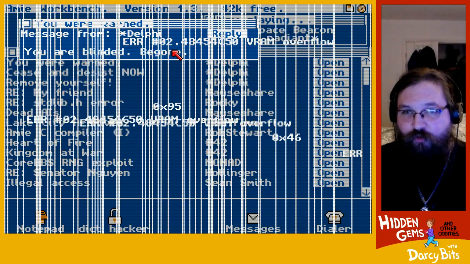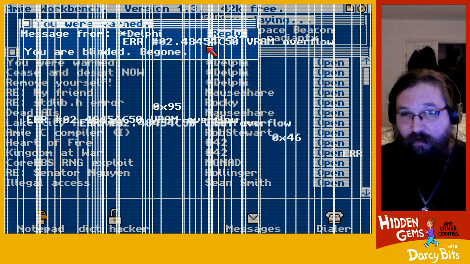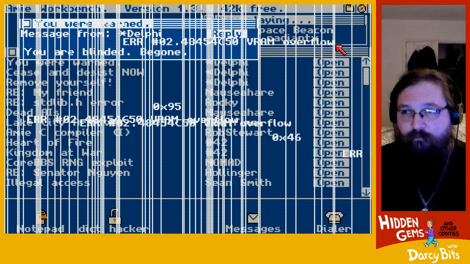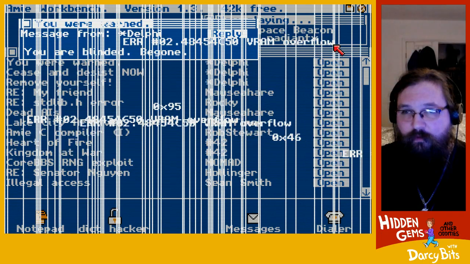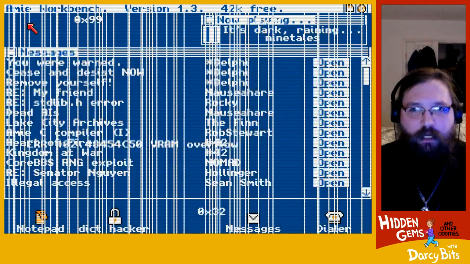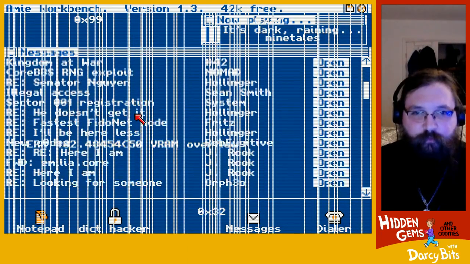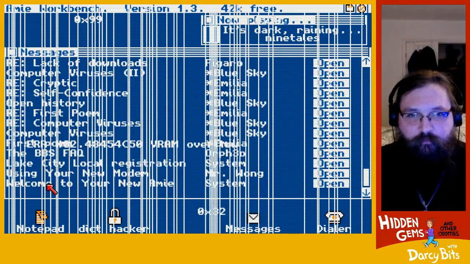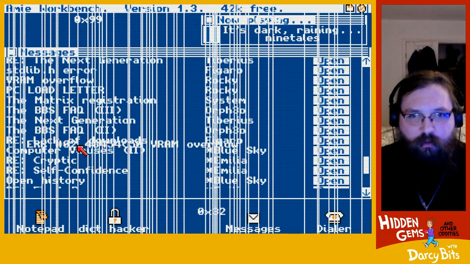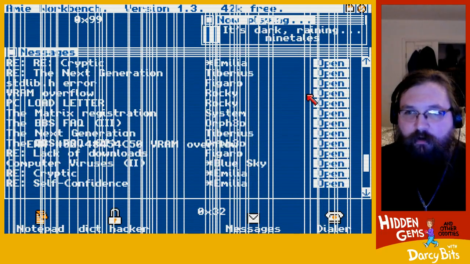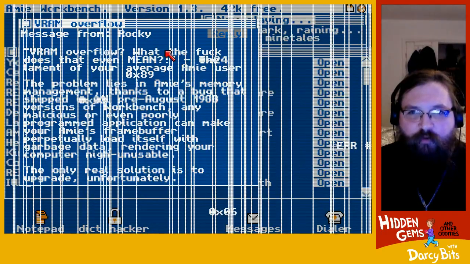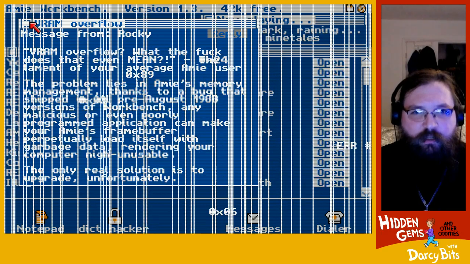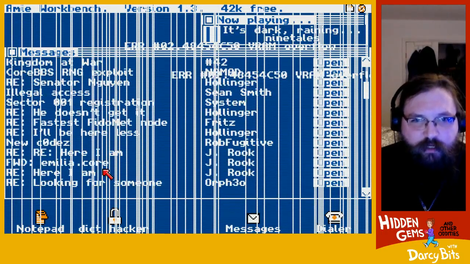Error number 24845 RAM overflow. So I know about RAM overflow. I downloaded a message previously talking about it. See if I can find it. RAM overflow. Here we are. RAM overflow. What the fuck does that mean? The only solution is to upgrade, unfortunately. Yeah. Do you have an upgrade for me?